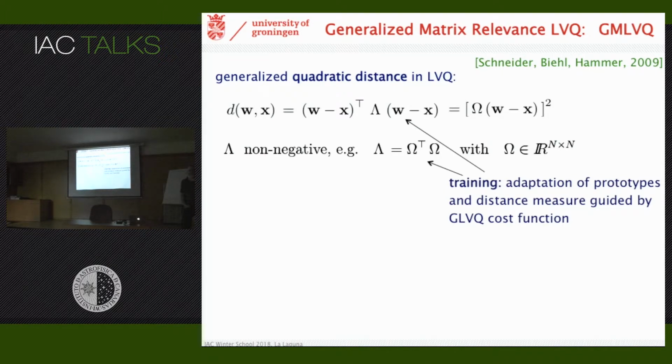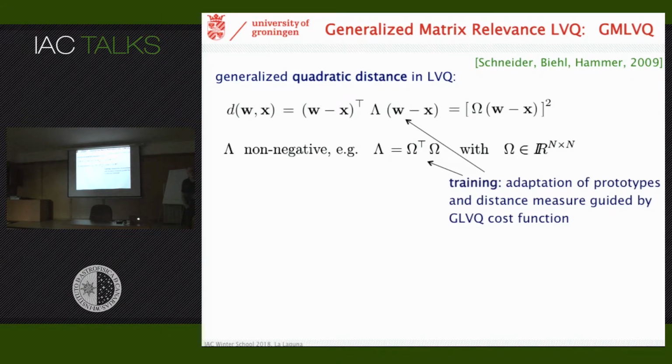And how can we do that? Well, it's easy. This is a distance measure which is differentiable. We can use it in the GLVQ cost function that I just showed you, and do gradient descent with respect to the prototypes. That's plain vanilla GLVQ. But we can add on top gradient descent with respect to the omega elements. It's a cost function now of the prototypes and the matrix omega, and we can minimize the cost function with respect to all the degrees of freedom that we have.